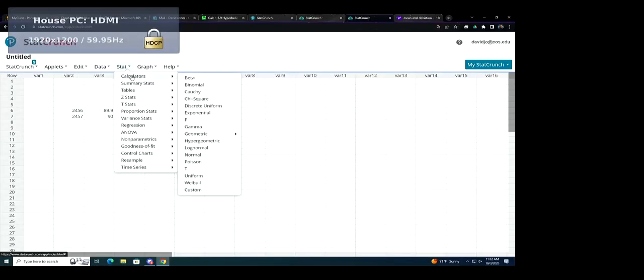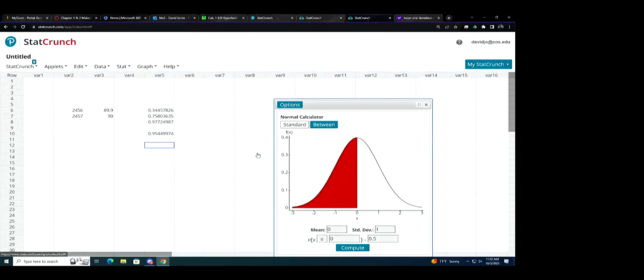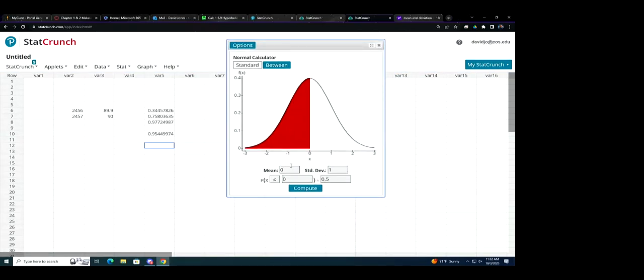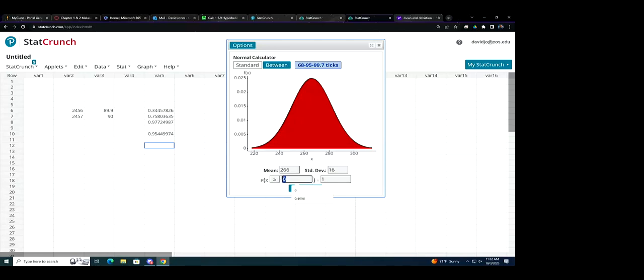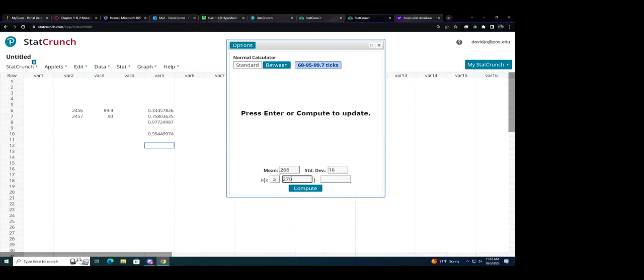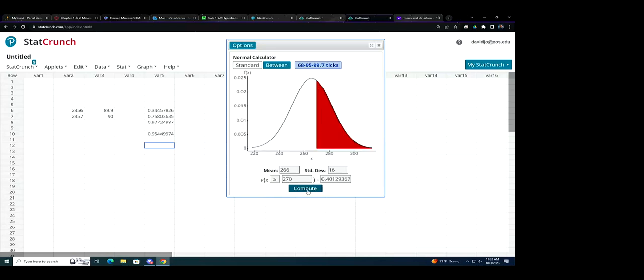So we go stats, calculator is normal. We had a mean of 266, was it? And a standard deviation of 16. So we'll put those in and then we'll look for more than 270 days. .4013. In terms of percent, we move it 2 decimal places: 40.13%.